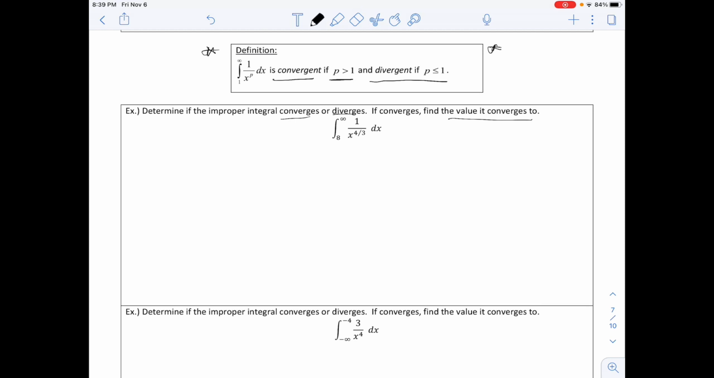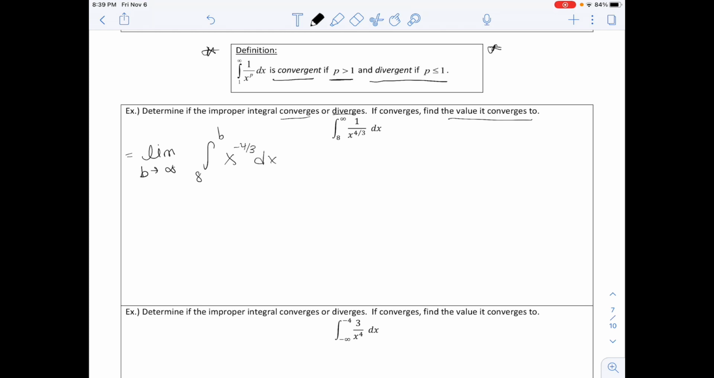If you notice, I cannot evaluate my integral as it is. I need to rewrite this as a limit. So I'm going to say the limit as, and I'm going to call that upper limit of integration b, approaches infinity, and we'll say from 8 to b. And again, you can call that anything you want. You can call it t. The limit is t approaches infinity. I'm just going to go ahead and use b. And I'm also going to rewrite my integrand as x to the negative 4/3 dx.